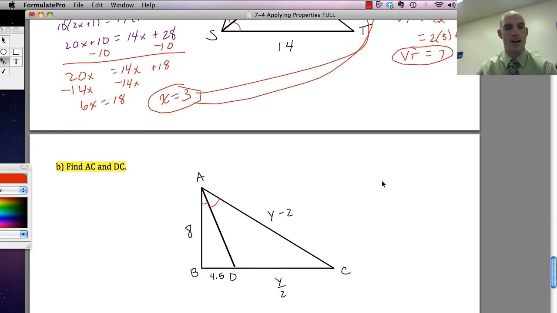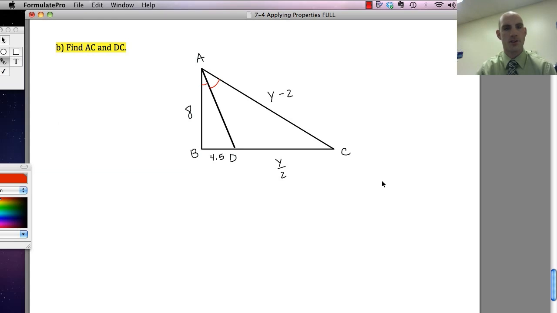Okay? As you might have suspected, here's an example for you to try. Go ahead and look back at that theorem before, and look back at the previous example. Find AC and DC.